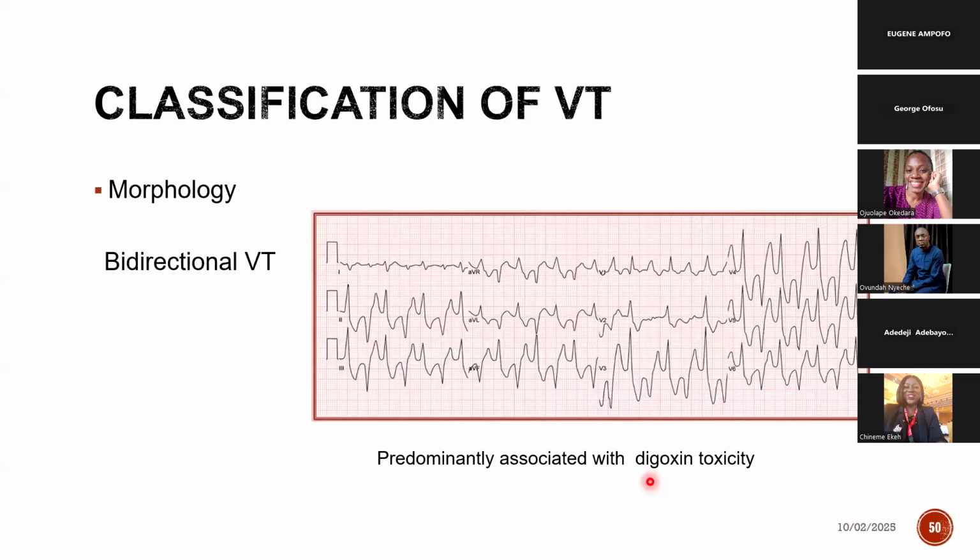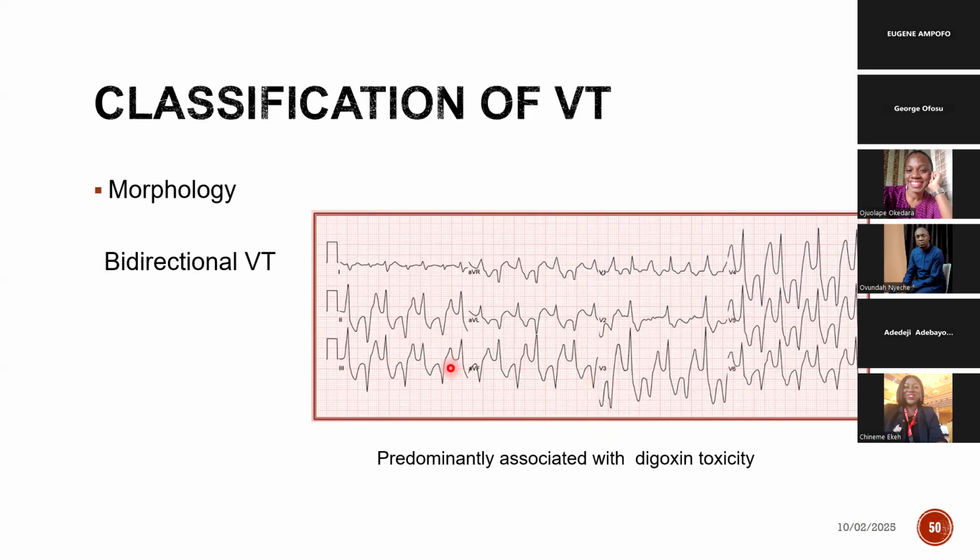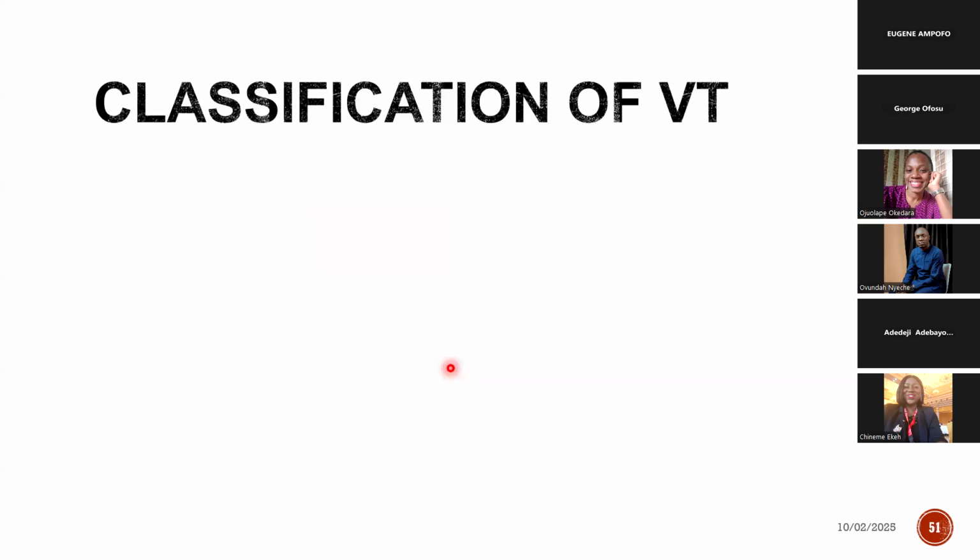Again, still on morphology, we have what is called a bidirectional VT. In this form of VT, you usually have QRS complexes of two waveforms that keep alternating. So here we have this one that is positive, then a negative one, followed by a positive and another negative one. But they are of the same morphology, it's that they keep alternating between positive and negative. That's bidirectional VT. And this is usually seen in digoxin toxicity.